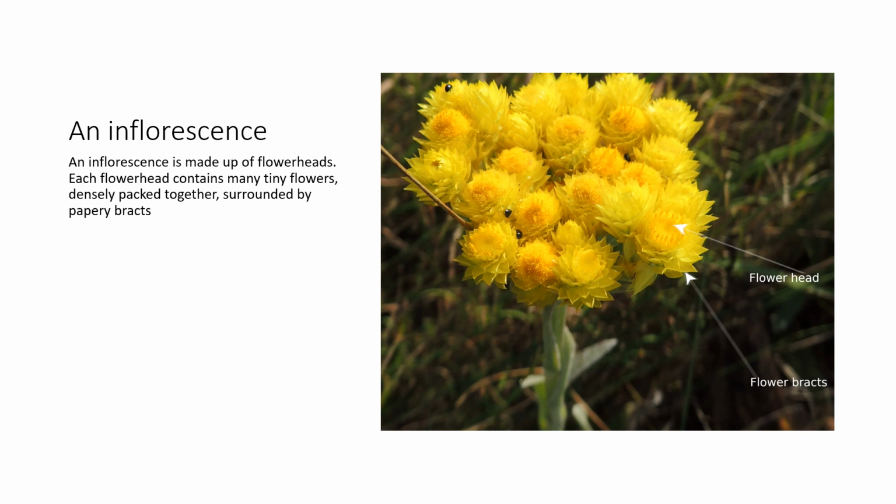The most recognizable characteristic of a Helichrysum is the inflorescence, or the structure of the flowering part of the plant. So let's start here. What appears to be a flower is actually a flower head, that is a densely compact disc of many tiny flowers surrounded by papery bracts. These are not petals. Together, the flower heads make up an inflorescence.